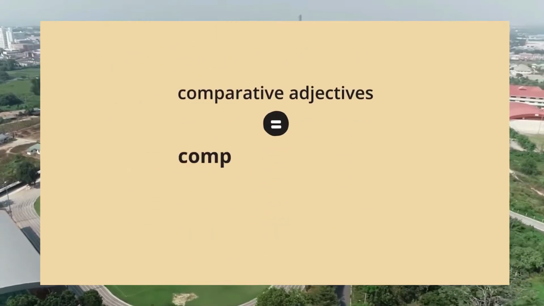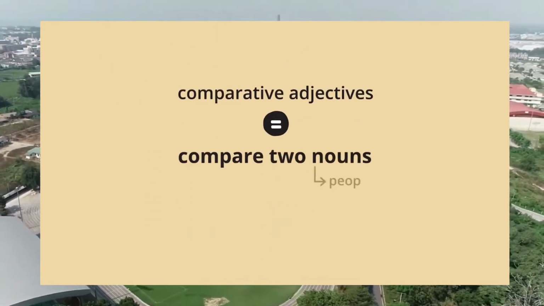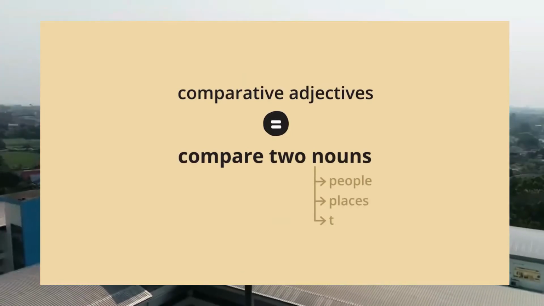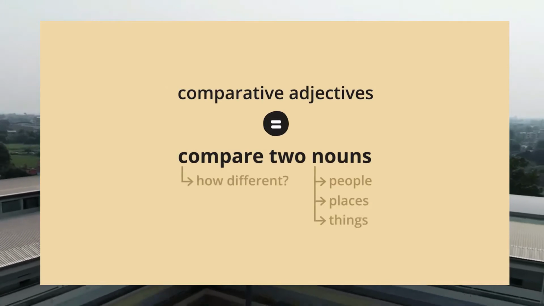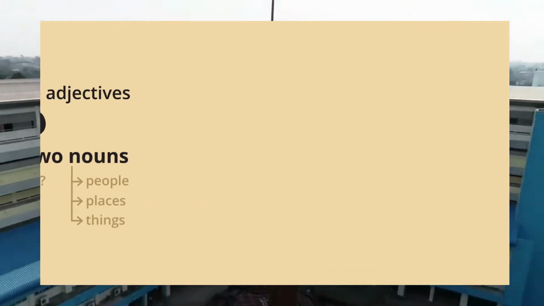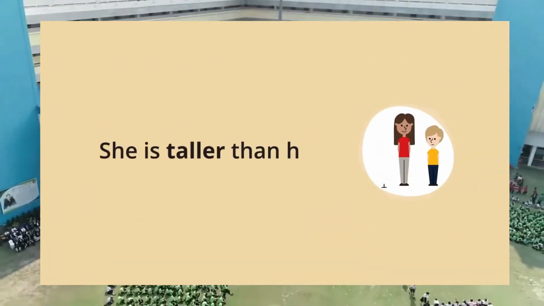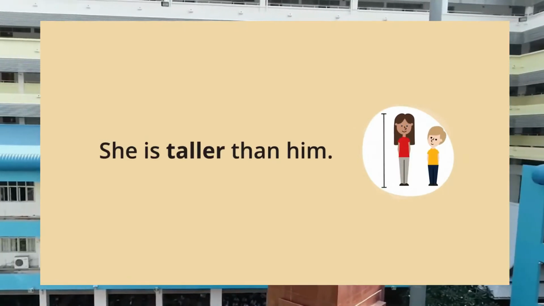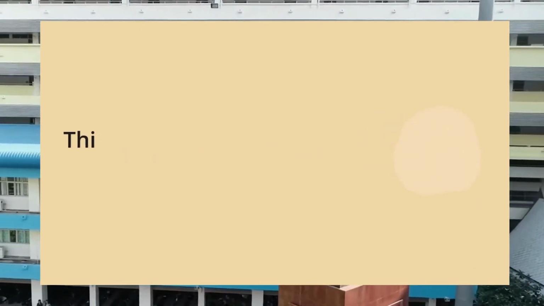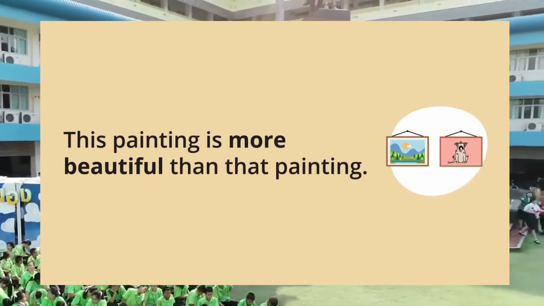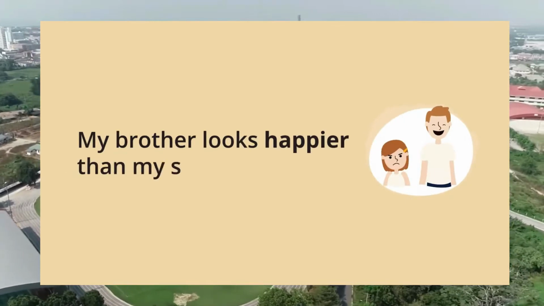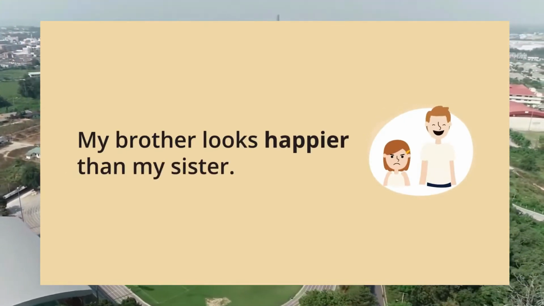We use comparative adjectives to compare two people, places, or things. Comparative adjectives tell us how one noun is different from the other. She is taller than him. This painting is more beautiful than that painting. My brother looks happier than my sister.